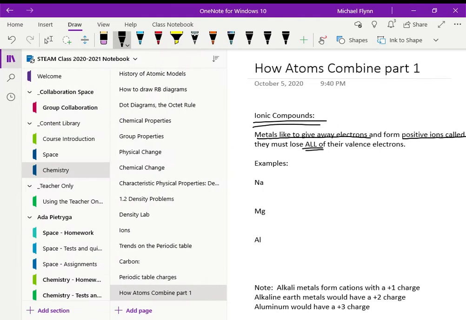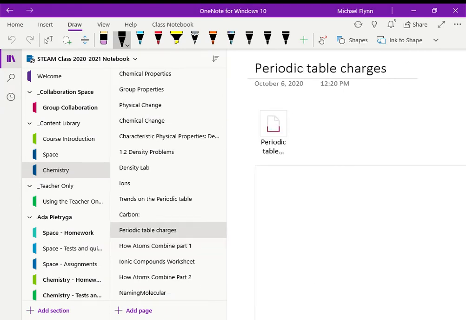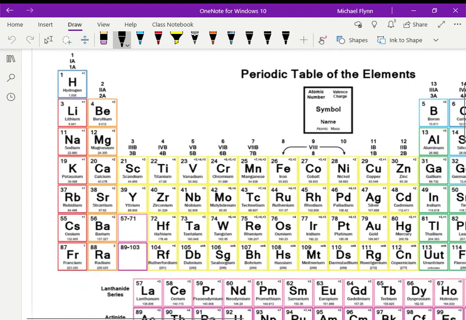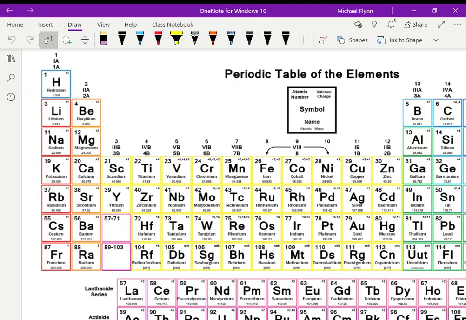But if we look at the periodic table for a moment, I included a periodic table in your OneNote for you to use as a reference. So take a look. Here, lithium at the top is also an alkali metal. It would also like to lose 1 electron, and when it does that, it has a charge of +1. Notice the charge written in the top right-hand corner of the periodic table card. Sodium will also lose 1. Potassium, rubidium, cesium, francium, they all have a charge of +1 as they lose 1 valence electron to become stable.